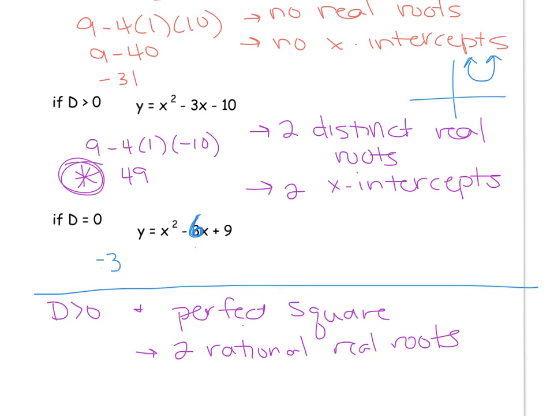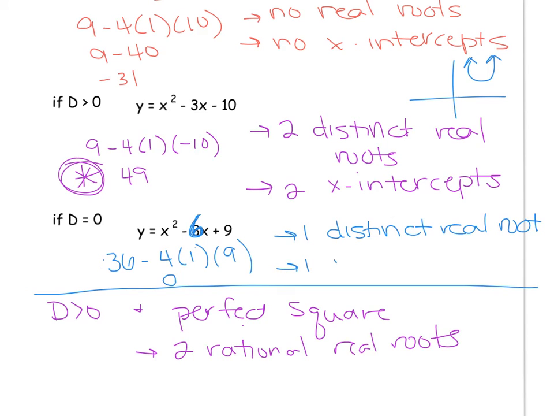B squared, goodness me, minus 4ac. Hey, that works now. I get 0. What that tells me is that I have one distinct real root. I have one x-intercept. Sometimes people say that this is a double root because it occurs twice. If you were to factor this x squared minus 6x plus 9, that would be x minus 3 squared. So there's two solutions. It's just that they happen to be both the same.